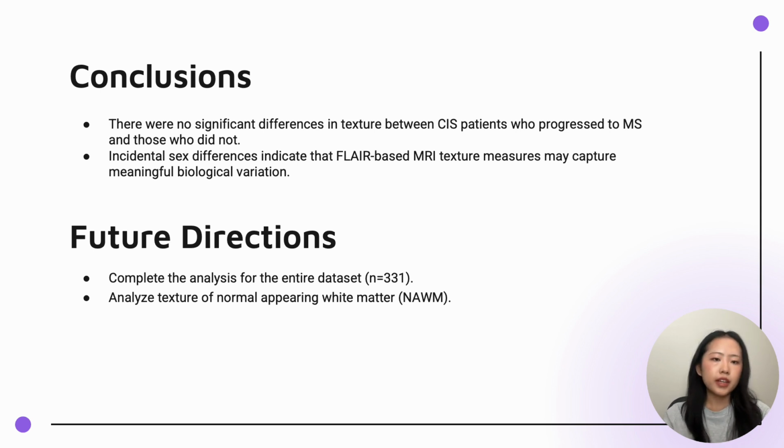We are currently completing the analysis for our entire dataset of 331 patients. It would also be meaningful to analyze the texture of normal appearing white matter, which looks normal on MRI images but has been shown to have subtle microstructural damage that may impact MS progression.